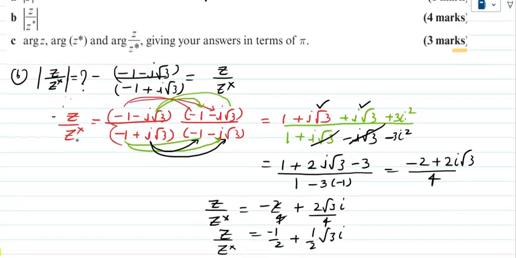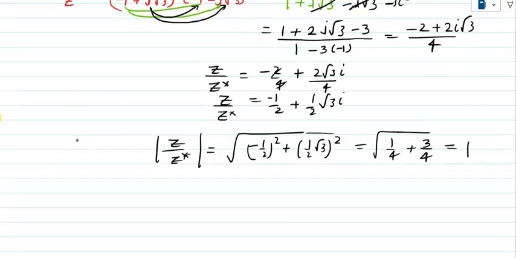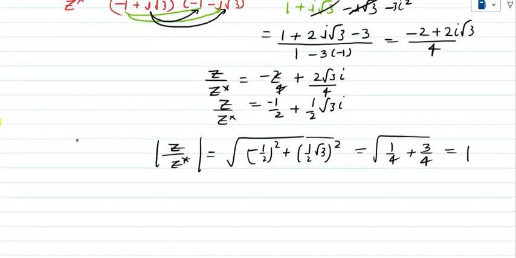So this is the end of B part. Then they are saying C part: argument z, argument conjugate z, and argument z over z conjugate, giving your answer in terms of pi. So we need to find everything in terms of pi. So what should be your value?